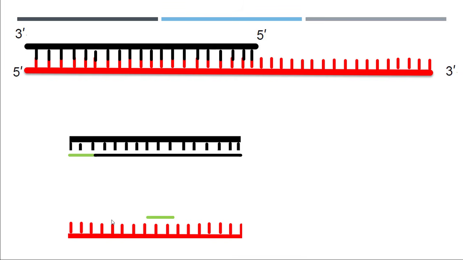So let's see, if this is the primer, this is the first Okazaki fragment. Now I'm removing the primer and attaching it at the end, and I'm making the second Okazaki fragment here. Now I'm removing the primer again. What about this portion? This portion needs to be replicated, but I don't have any place to put the primer back again to attach nucleotides with it, right?